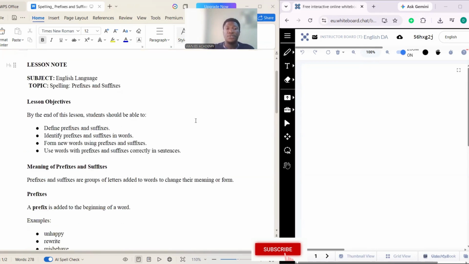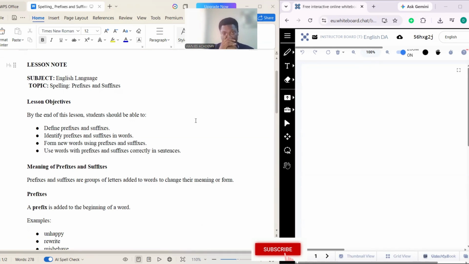By the end of the lesson, you should be able to do the following. The very first is to define prefixes and suffixes. The second is to identify prefixes and suffixes in words. The third is to form new words using prefixes and suffixes. And the fourth and final is to use words with prefixes and suffixes correctly in sentences.